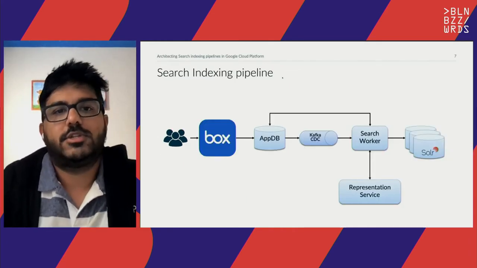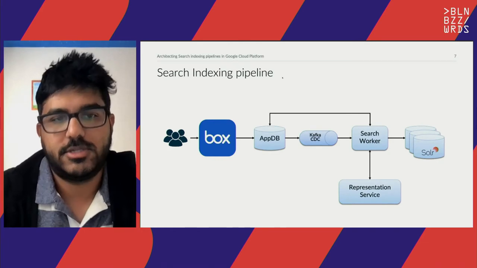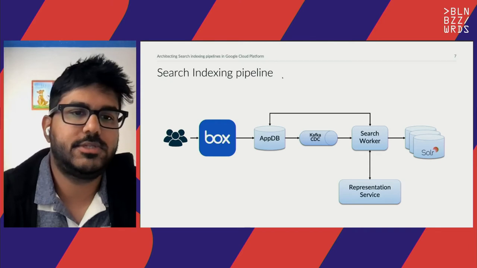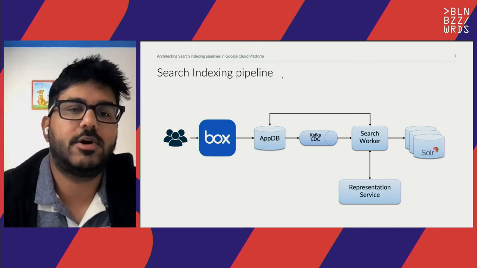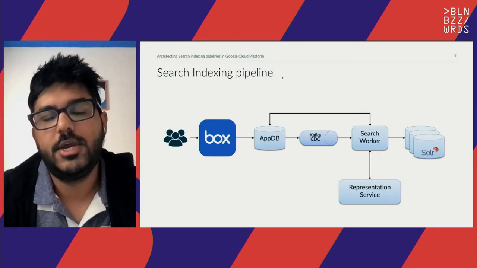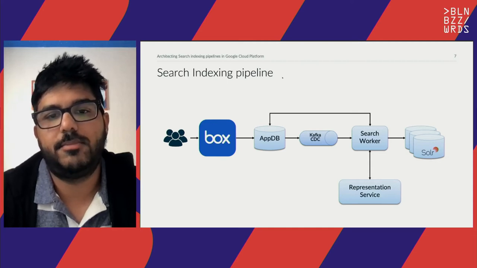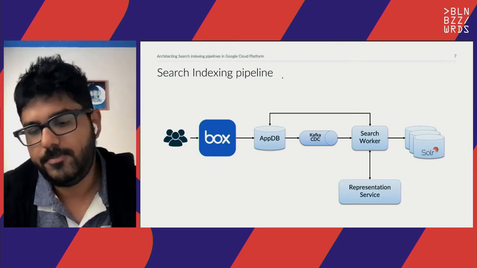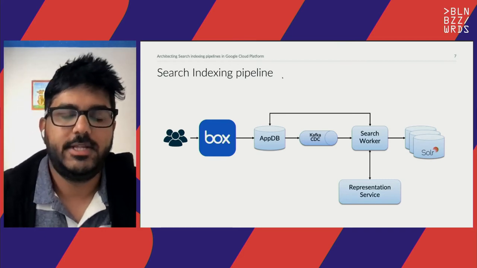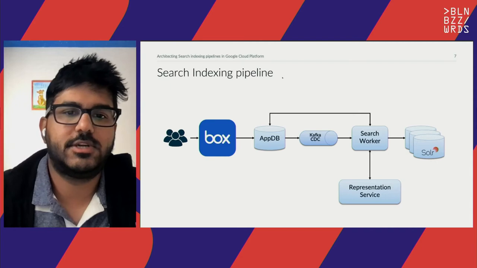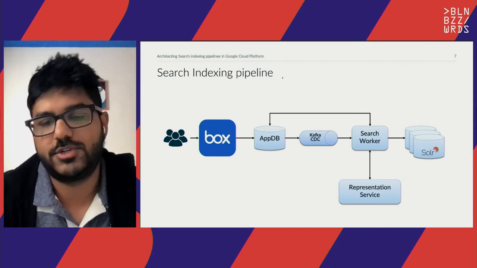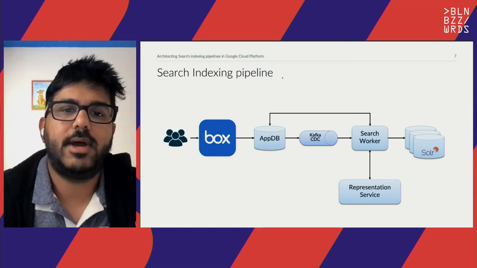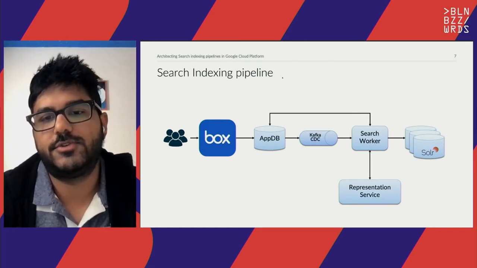So this is what the search indexing looks like for Box. When users perform actions on the Box application, say upload a file or edit some content or collaborate a new user, these actions translate to updates in the application database and the backend storage system. I won't go into details of the storage system. It's not a single database. It's a whole infrastructure, and probably a separate talk. But the AppDB here represents the storage infrastructure.